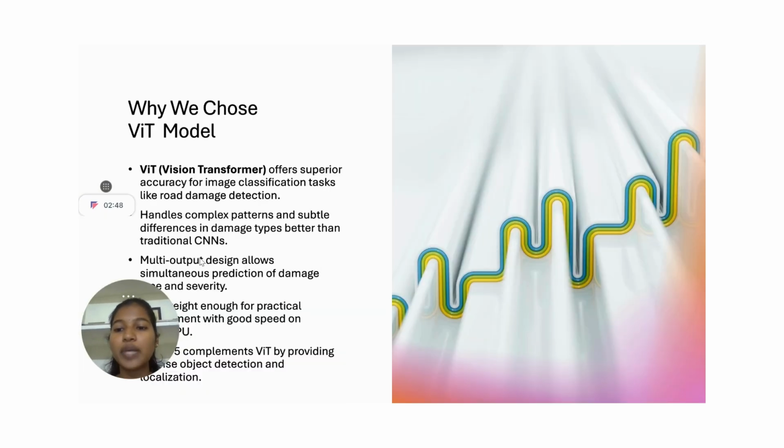Why we chose the ViT model? We chose the Vision Transformer model because of its superior image classification capabilities. It performs well with complex and subtle road damage patterns. ViT supports multi-output predictions for type and severity. It is also lightweight enough for practical use and runs efficiently on both CPU and GPU. To complement ViT, we use YOLO V5 for precise object detection and localization.